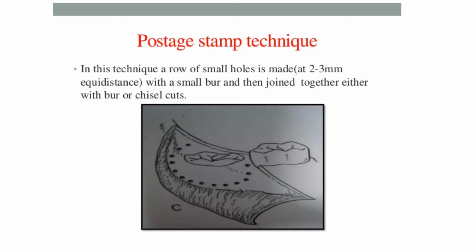The technical details of postage stamp method are involved in this technique. You can appreciate in a picture that a row of small holes is made at 2 to 3 mm equidistance with a small burr, and then they are joined together either with burr or chisel cuts to remove the bone.